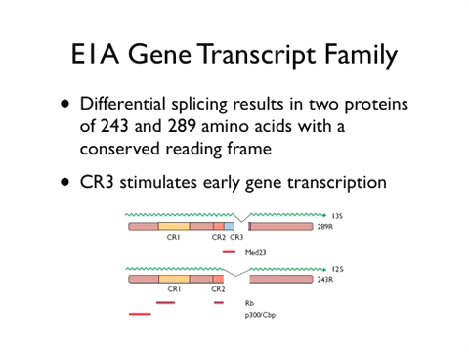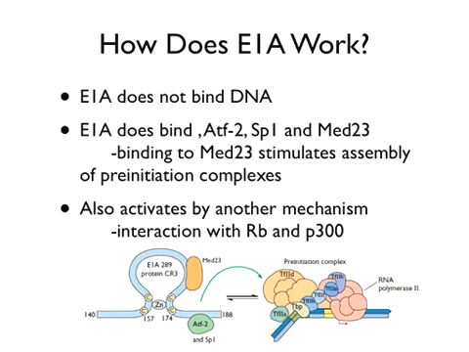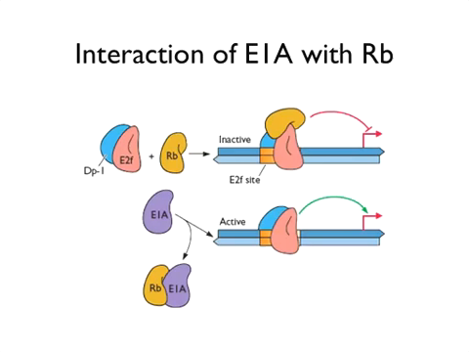So how does this guy work? Well, the smaller guy interacts with a bunch of host proteins, the most interesting of which is RB, or the retinoblastoma protein. E1A does not bind DNA. It does bind these proteins that are involved in stimulating complex formation, and it interacts with RB and another protein called P300, which is a histone acetylase. But let's look at RB in more detail.